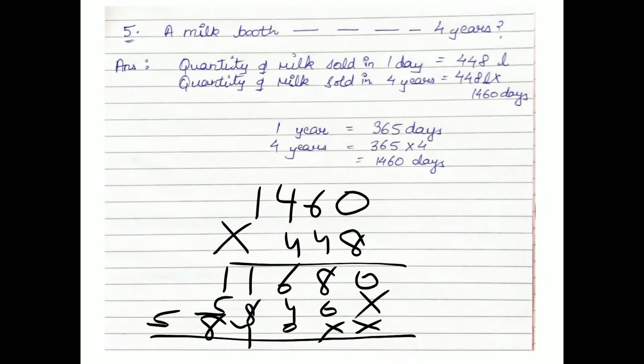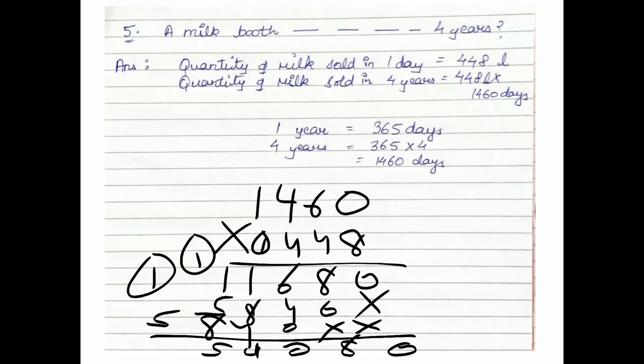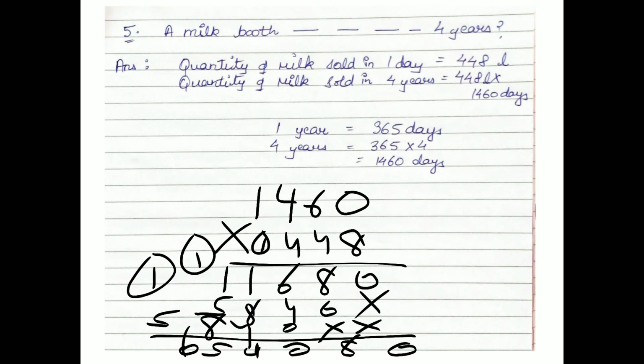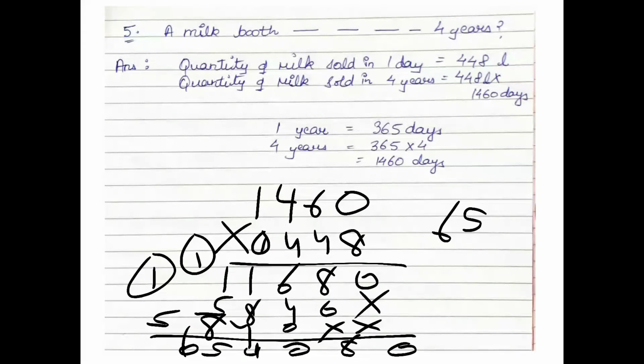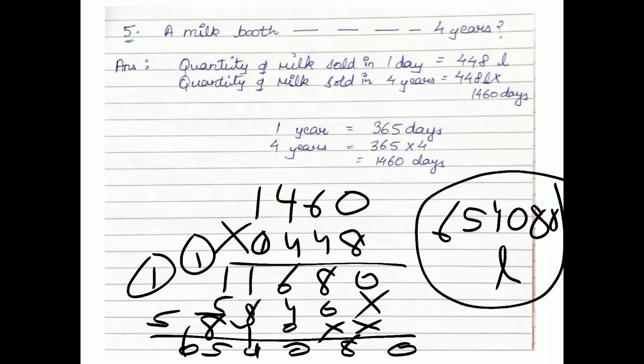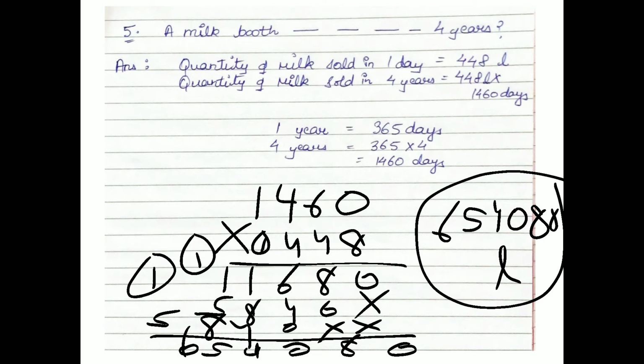Add them. 0, 8, 0, then 1 will go as a carry, 8, 4, 12, 13, 14, 8, 9, 10, 15 and 6. So the answer is 654,080 liters. Clear? This is the answer.